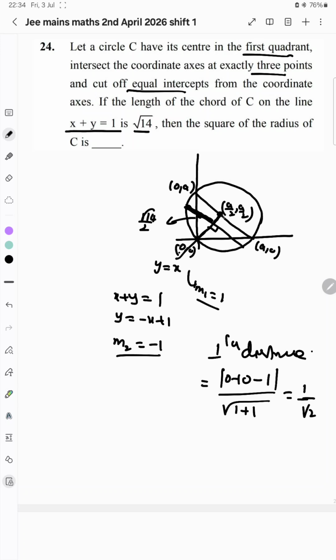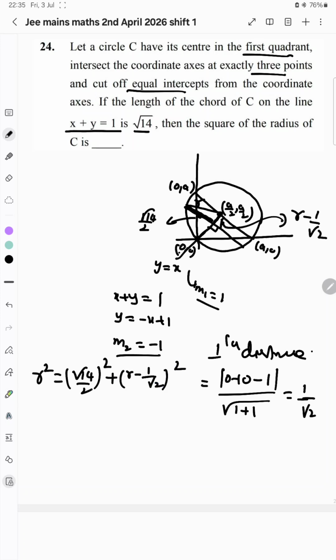Now this total is the radius. If you want to find this other distance, we can subtract 1 by root 2 from the radius. So this distance is r minus 1 by root 2. Now we can see it's a right angle triangle because it's 90 degrees. In this right angle triangle, this is the radius, this is the length we know, and this is the length we found. So we can use the Pythagoras theorem. Radius square is equal to root 14 by 2 whole square plus r minus 1 by root 2 whole square.